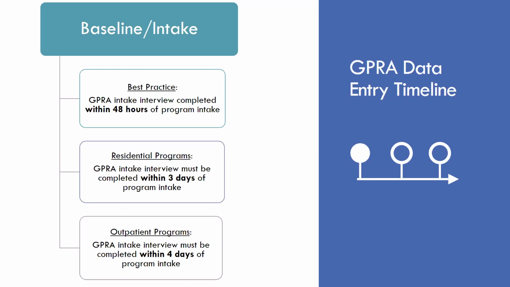So for residential programs, you want to get that GPRA intake interview conducted within 3 days of intake or first program services. And for outpatient programs, you want to get it done within the first 4 days. That's because you just don't want to lose the momentum with conducting the actual interview. But again, SAMHSA does indicate best practice is 48 hours within program intake. Program intake is, again, defined by the first day the client received SOR2 funded services.